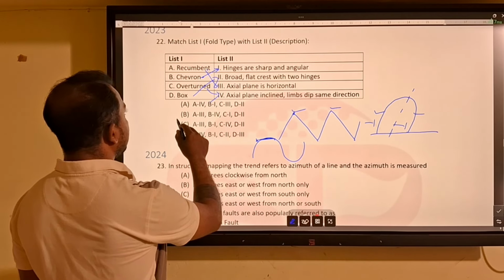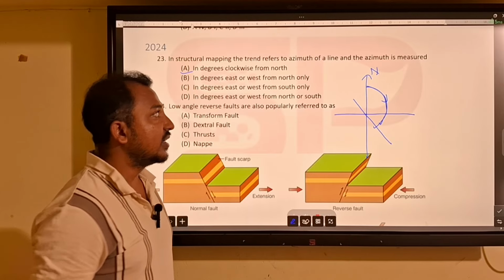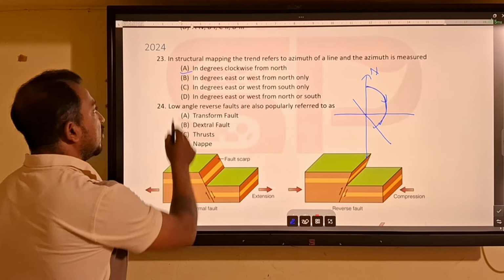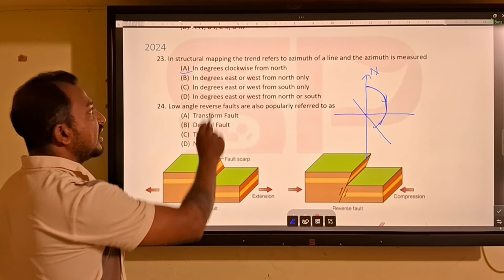In structural mapping, the trend refers to the azimuth of a line. Please remember, azimuth is measured from a fixed geographic direction. Usually we always take that direction as north and it is measured in a clockwise direction. Suppose we have a line here, so azimuth will be this angle. It is measured clockwise from the north, and azimuth is always represented in triple digits. So the answer will be in degrees clockwise from the north.